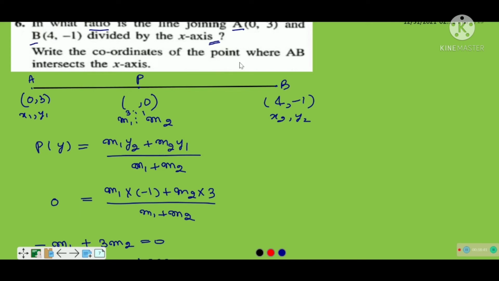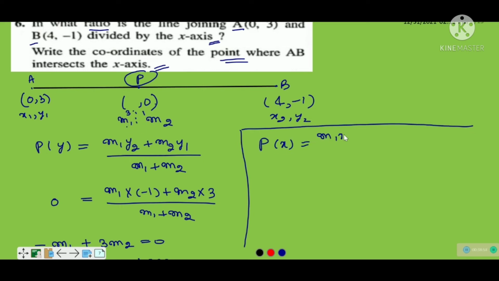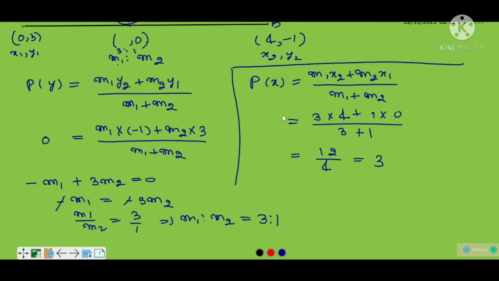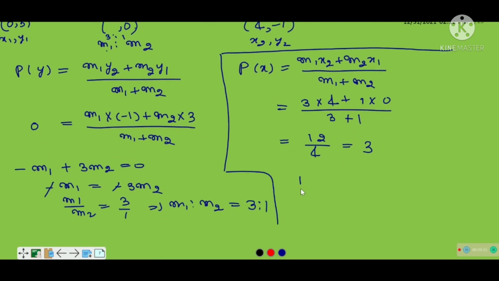Write the coordinates of the point where AB intersects the x-axis, means we have to find the coordinates of P. Y coordinate is 0, x coordinate हमें find out करना है. चलिए section formula apply करते हैं. Now m1 is 3 and m2 is 1. Coordinate of P is 3 and y is 0, means the coordinates of P are 3, 0.